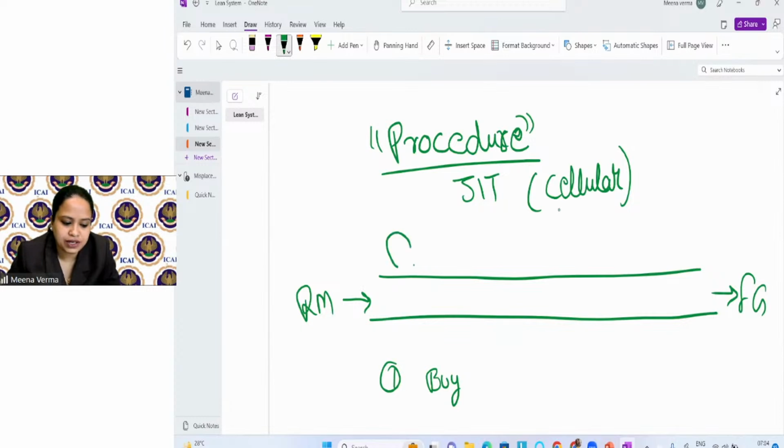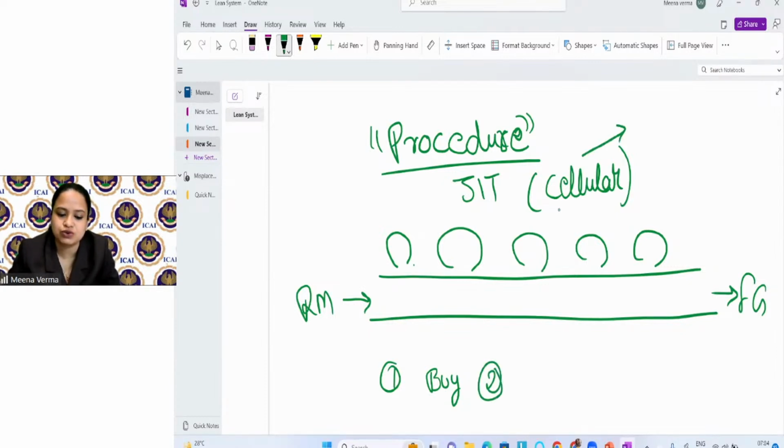Then in the just-in-time system and in cellular manufacturing, we will produce the goods one by one. This is also very important. We do not produce the goods in batches. Whatever raw material you add here, first this person with this working cell will add value to the product. Then this product will move here.